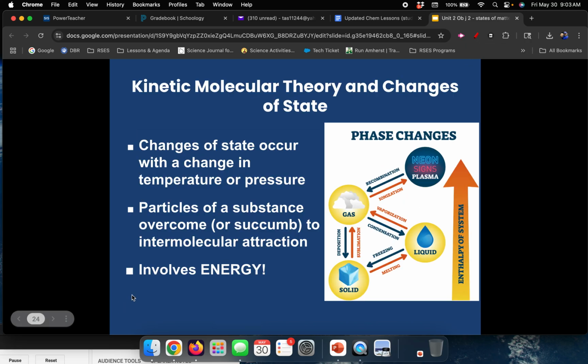So what causes those changes of state? Well, we said a change in temperature, going higher or lower, freezing, melting, both ways works, or an increase or decrease in pressure, which we'll do a virtual lab to kind of refresh our memory on that. Particles overcome that intermolecular attraction. Remember, that's the flat part of the graph, the breaking of the bonds. And it always involves energy, adding or removing.